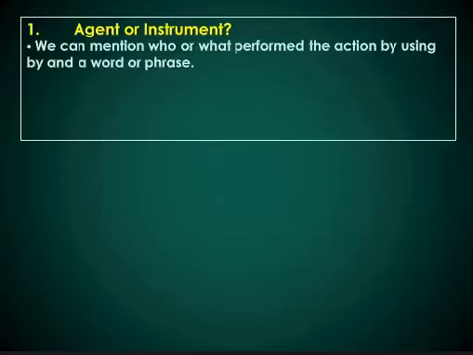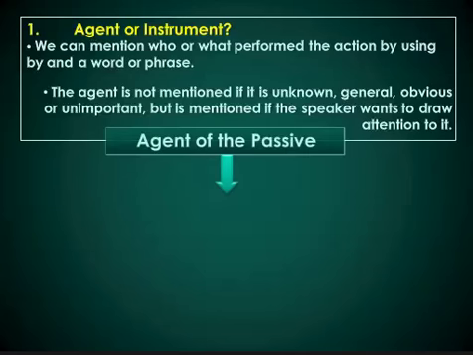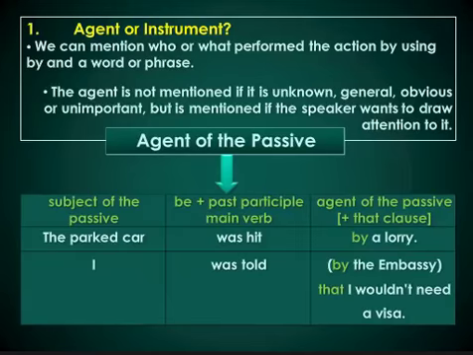Of course. We can mention who or what performed the action by using by and a word or a phrase. The agent is not mentioned if it is unknown, general, obvious, or unimportant, but it is mentioned if the speaker wants to draw attention to it, which means the agent of the passive. For example, the parked car was hit by a lorry. I was told by the embassy that I wouldn't need a visa.